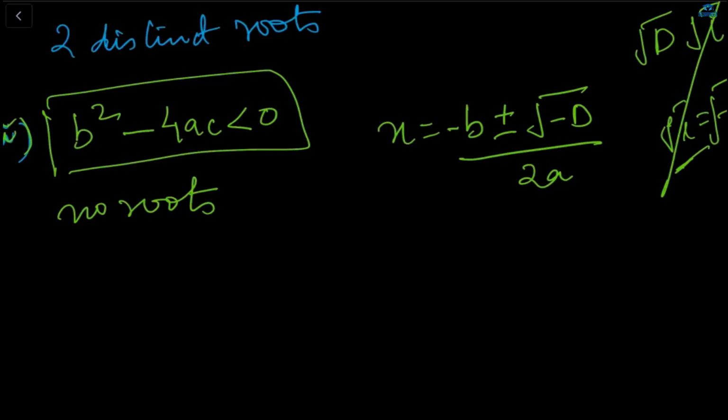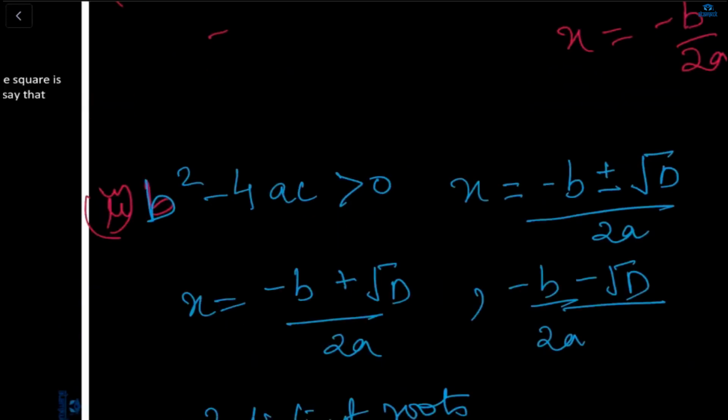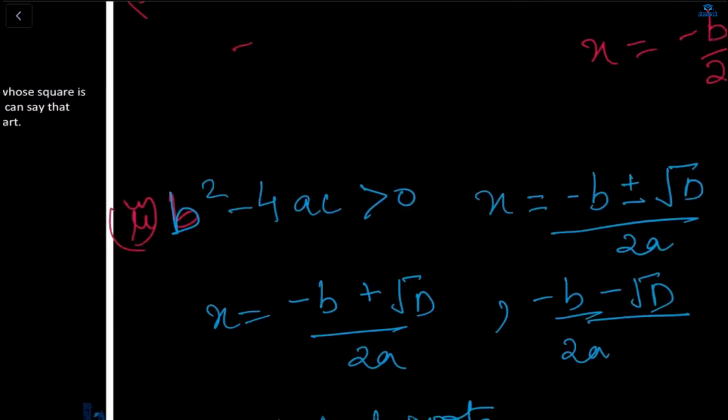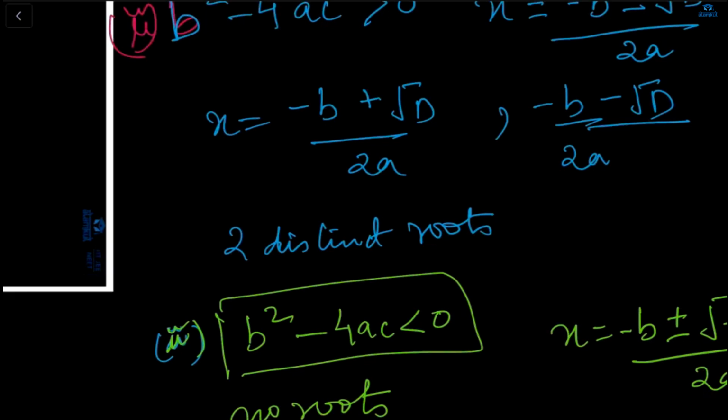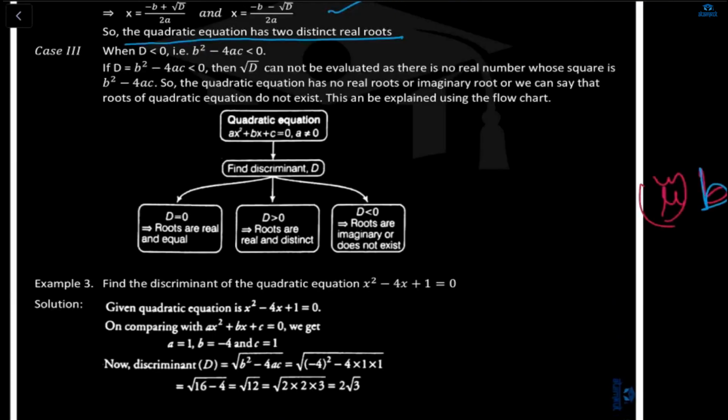Everybody understood the three cases? So in the first two cases only are you going to find the roots. When b square minus 4ac is equal to 0, the roots will be equal. When b square minus 4ac is greater than 0, you will find two distinct roots. And when b square minus 4ac is less than 0, there are no roots. Is it clear, all three cases? Let's see one question. In fact, you can just see this chart. This chart is important; everything is compact in this small chart.